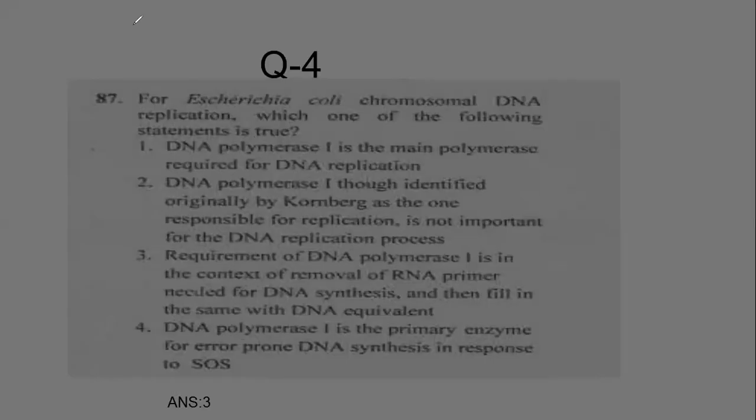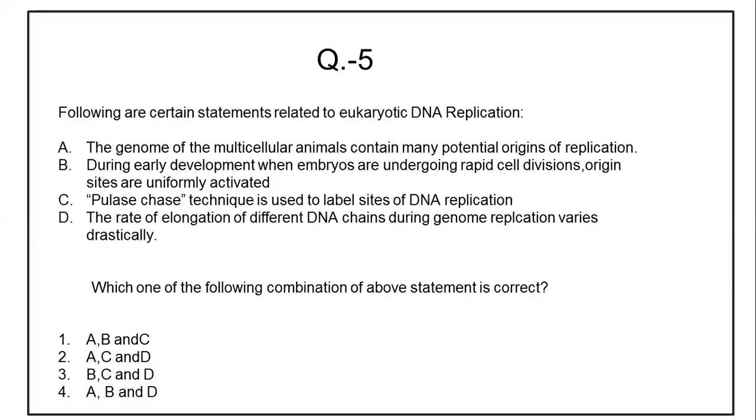Question number 5. The following statements are related to eukaryotic DNA replication. In eukaryotic DNA replication, multiple origins of replication sites are present. In the case of prokaryotes, only one origin of replication site is present, right? First we'll see the options. Option D is present in almost three options, so first we'll see whether D is correct or not.